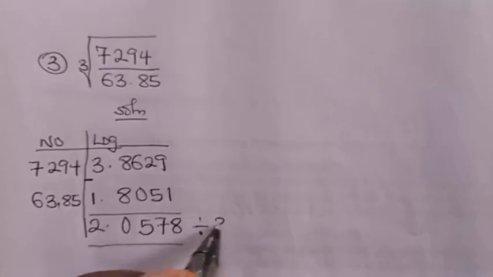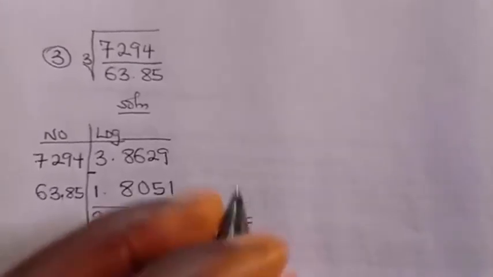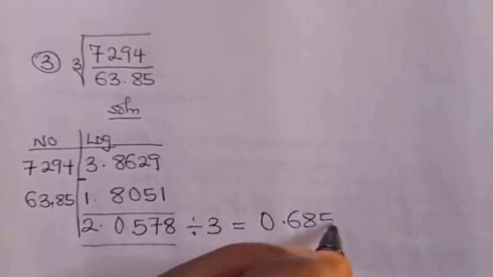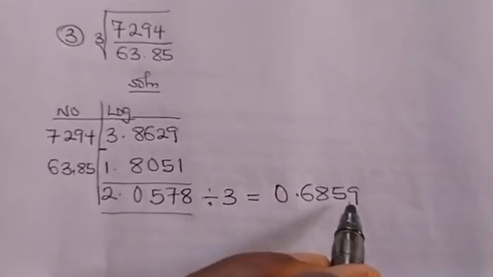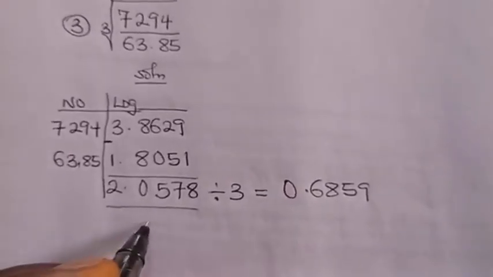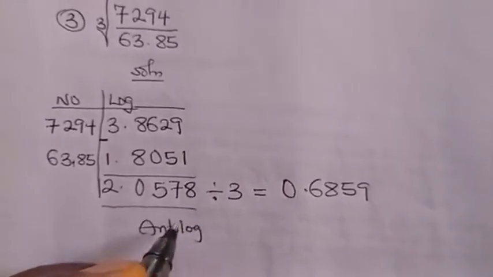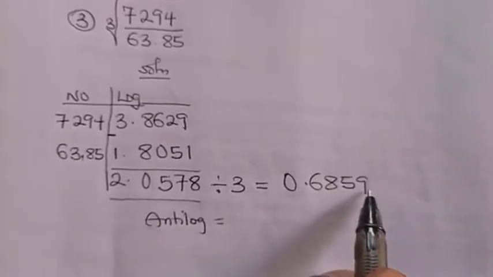And applying that cube root, simply we are going to divide this by 3. And when you divide 2.0578 by 3, the result is 0.6859. It is at this point now that we'll find the antilog. So the antilog of this number, antilog of 0.68 under 5, difference of 9.